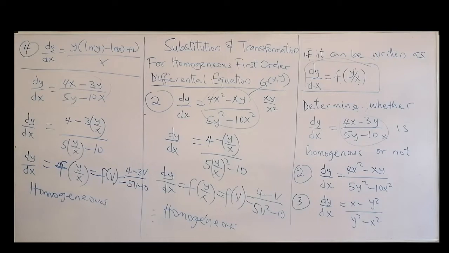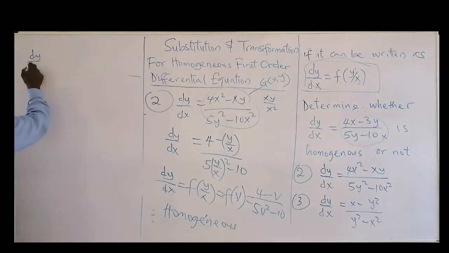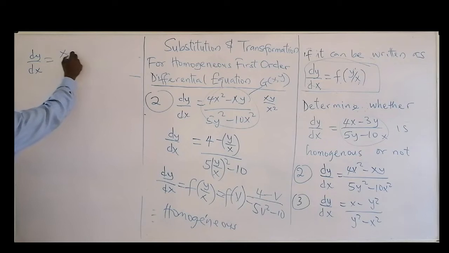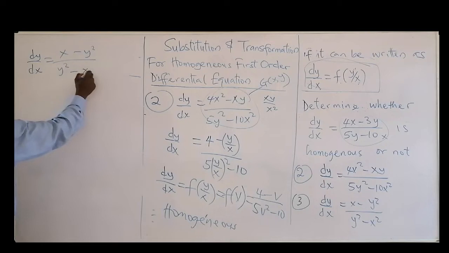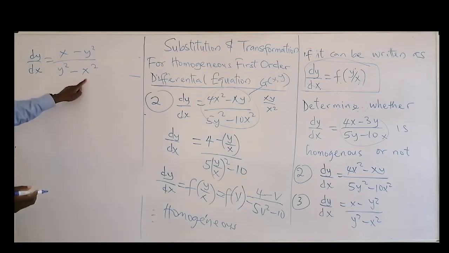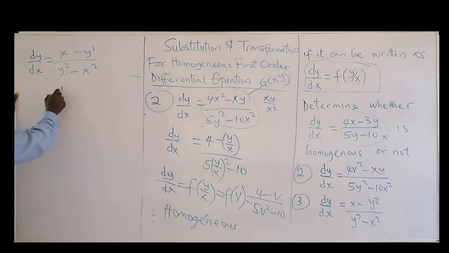This is homogeneous. Then the third one, dy/dx is equal to x minus y squared all over y squared minus x squared. In this case, the highest power here is x squared, so you can use it to divide through. Let's see. If you do that, this is 1 over x here, and this one will be minus y over x, all over y over x squared, then minus 1.